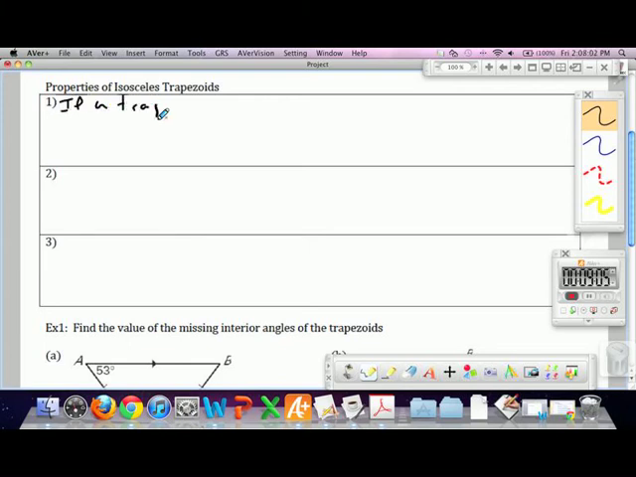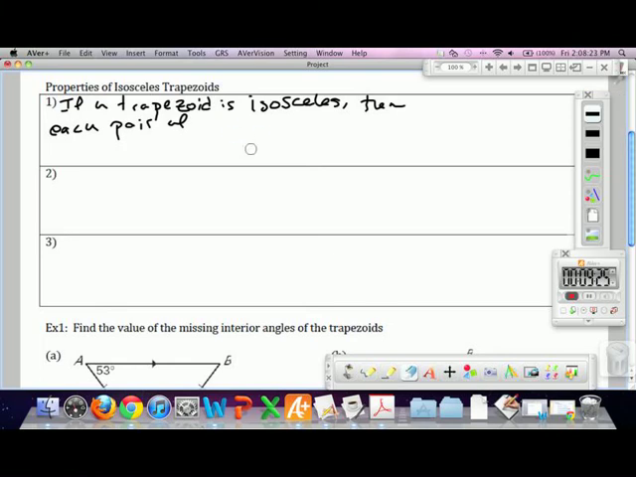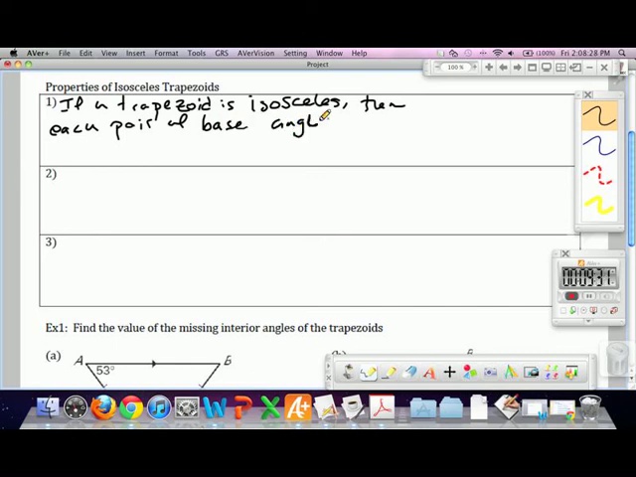if a trapezoid is isosceles, then each pair of base angles are congruent. Base angles being the angle pairs on the bases.